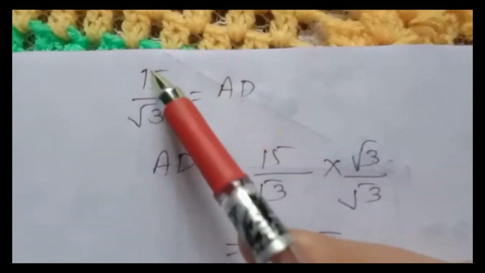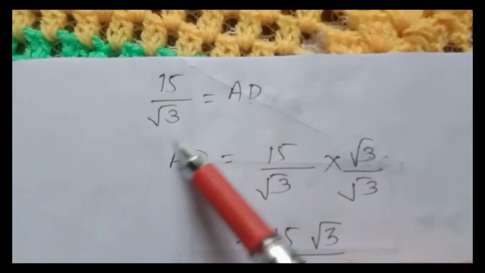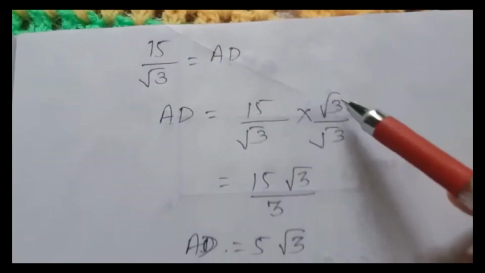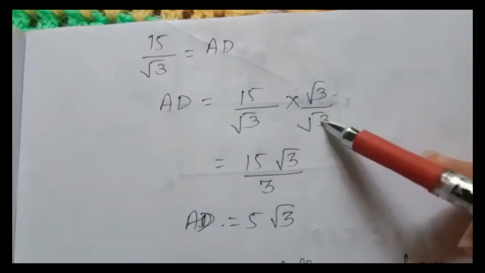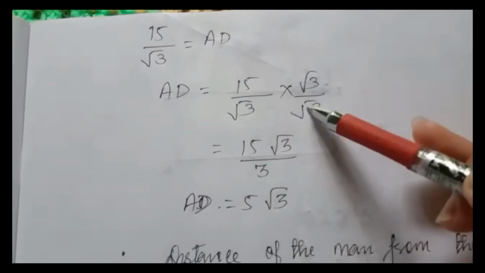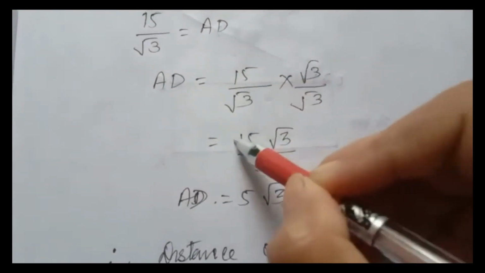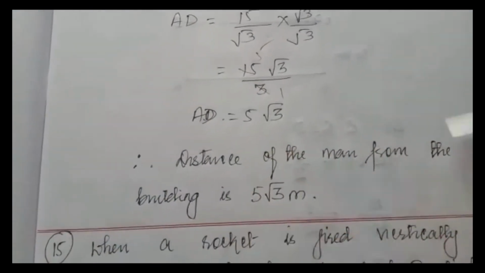Now AD will be 15 by root 3. Again here is root 3, so we will rationalize: multiply numerator and denominator by root 3. 15 root 3 by root 3 into root 3. 3 1s are 3, 3 5s are 15. So here the distance of the man from the building is 5 root 3 meters.